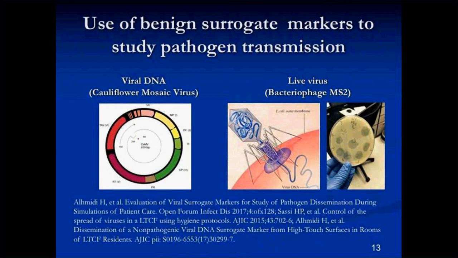So one of the other new developments, a re-energized development in infection prevention, is the use of benign surrogate markers to study pathogen transmission. This is something we're doing a lot of in the lab, and other people are doing as well. You can take a DNA marker, a piece of viral DNA from cauliflower mosaic virus, or you can take a live virus that's completely harmless to people, in this case a bacteriophage, which infects E. coli, and you can put that anywhere you want in the hospital. You can put it on the floor, on somebody's tie, or on whatever, to sort out how things might be transmitted.